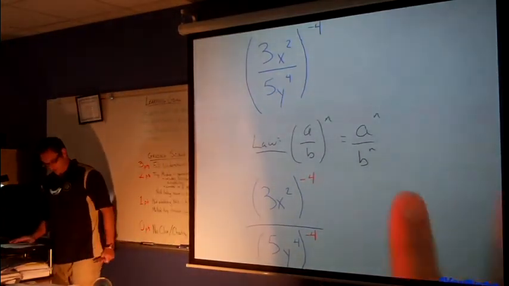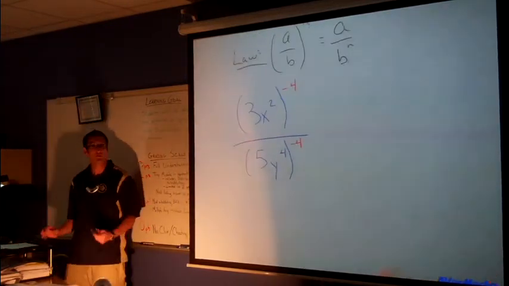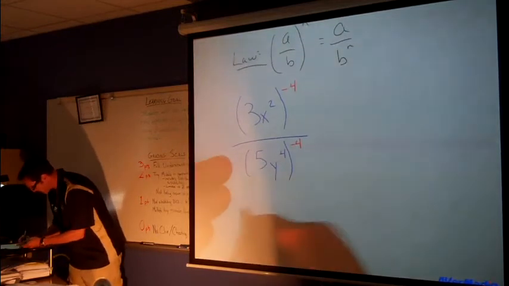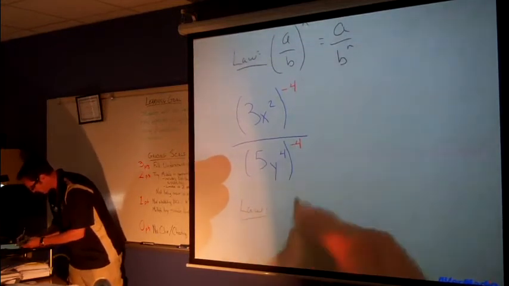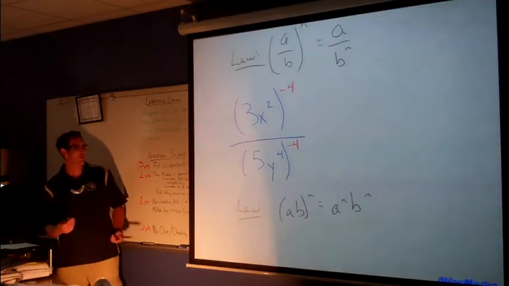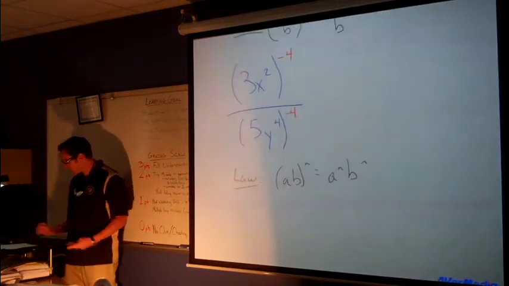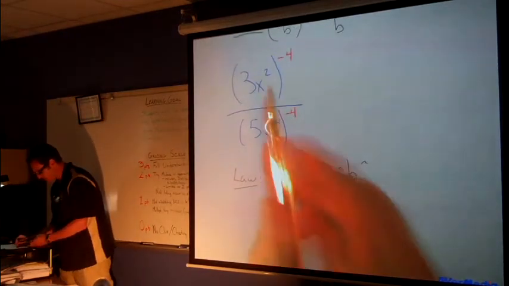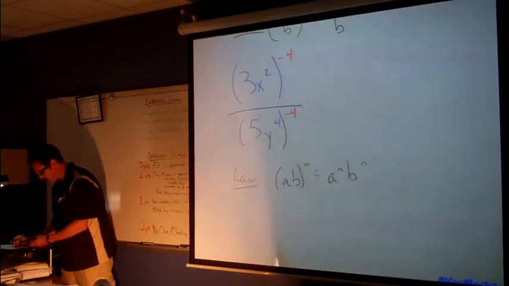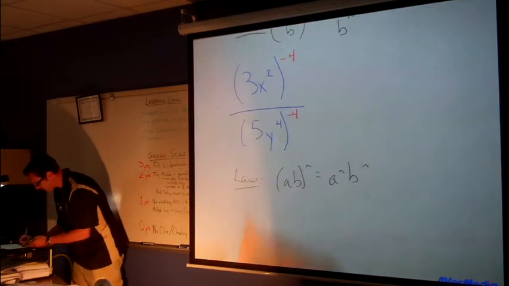The next thing I'm going to do is apply the law that deals with raising a product to a power. So I'm going to work with this law now. If I have a product that I raise to a power, the exponent gets applied to each base. So from this point, if I have this product being raised to the negative 4, I'm going to apply that negative 4 exponent to everything inside.